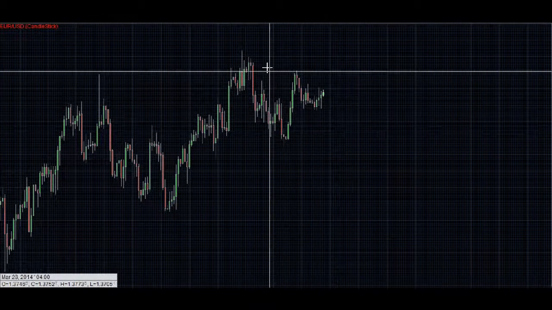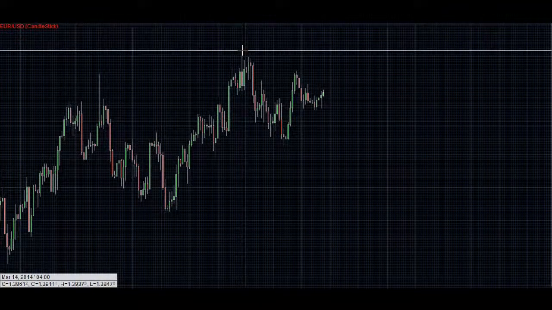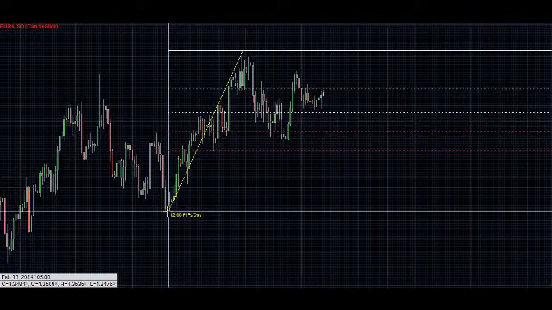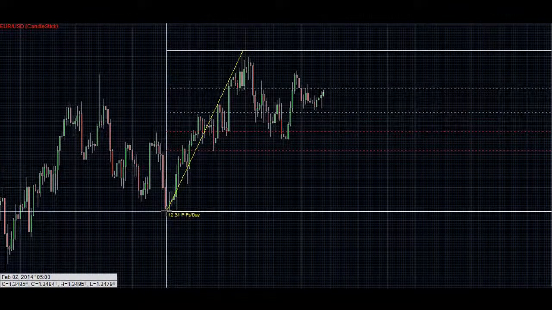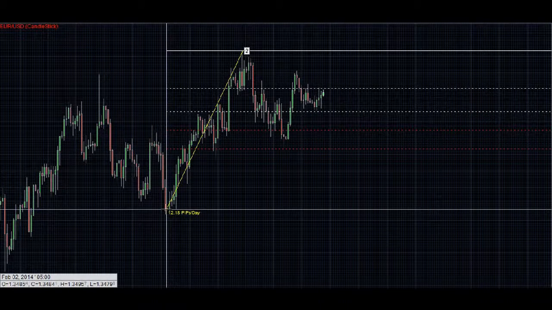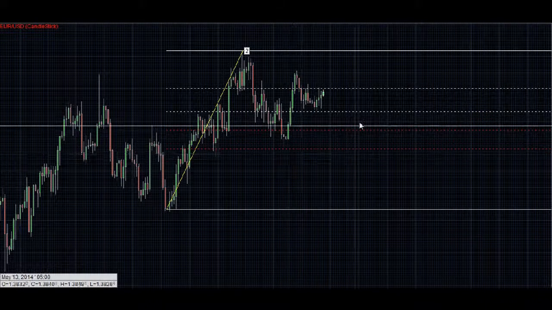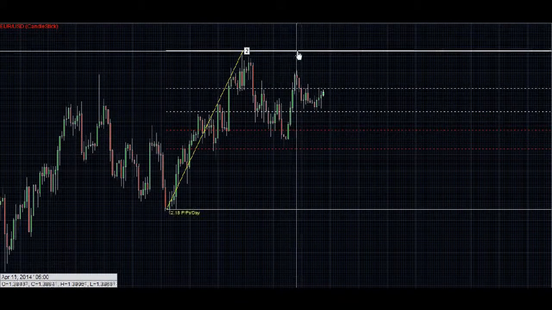For the upwards trend you want to find the highest point, which is right here, and obviously for a downwards trend you want to find the lowest point. You click the highest point and drag it backwards all the way down to the lowest point where the trend started, which is right here. Right, now as you can see there should be a various amount of lines.